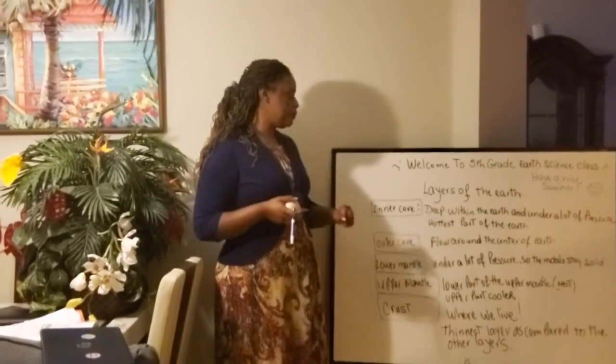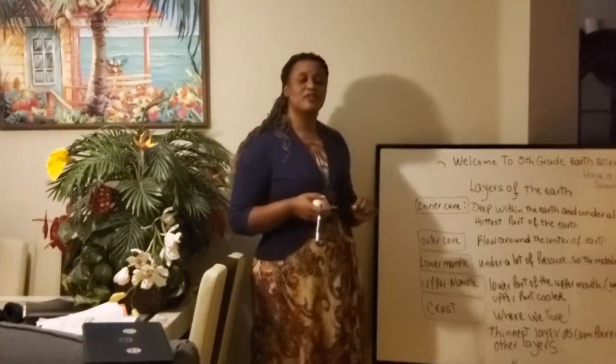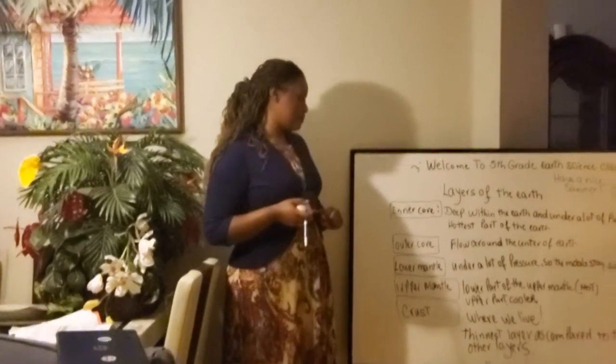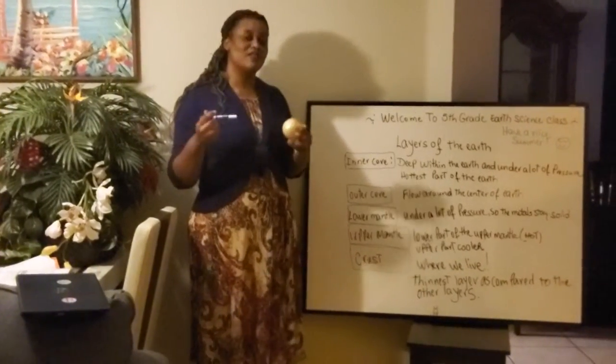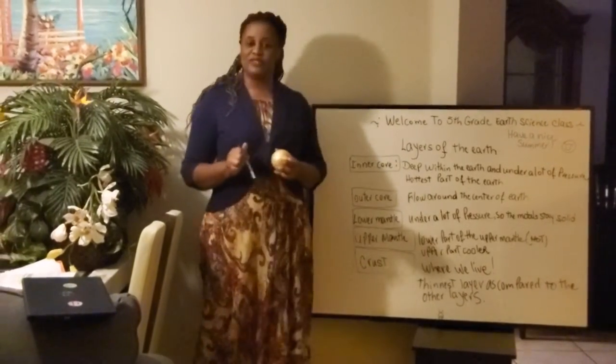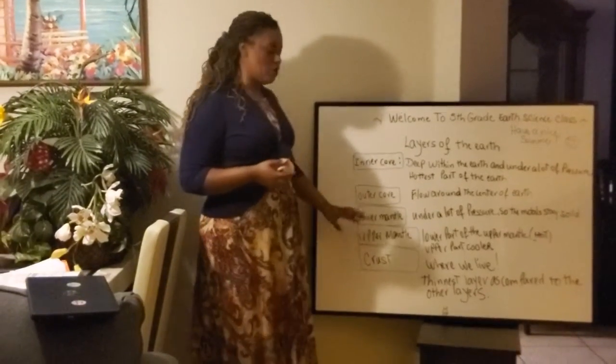Deep within the earth and under a lot of pressure. Hottest part of the earth. Okay, the second part: outer core. Flow around the center of the earth. Now, when you see inner, what do you see? The inside. When you see outer, what do you see? The outside. It reminds you of the outside. Perfect.